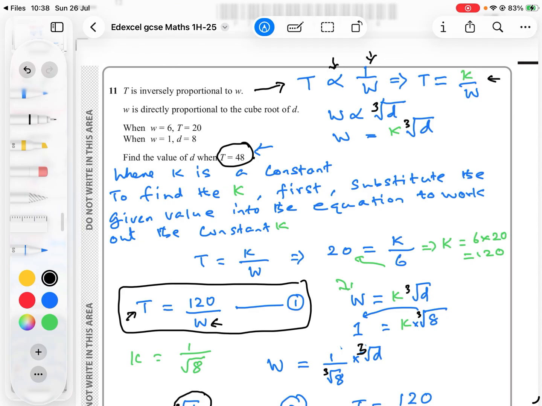Next one, W is directly proportional to the cube root of D. So W is proportional to the cube root of D. So you can see this one.